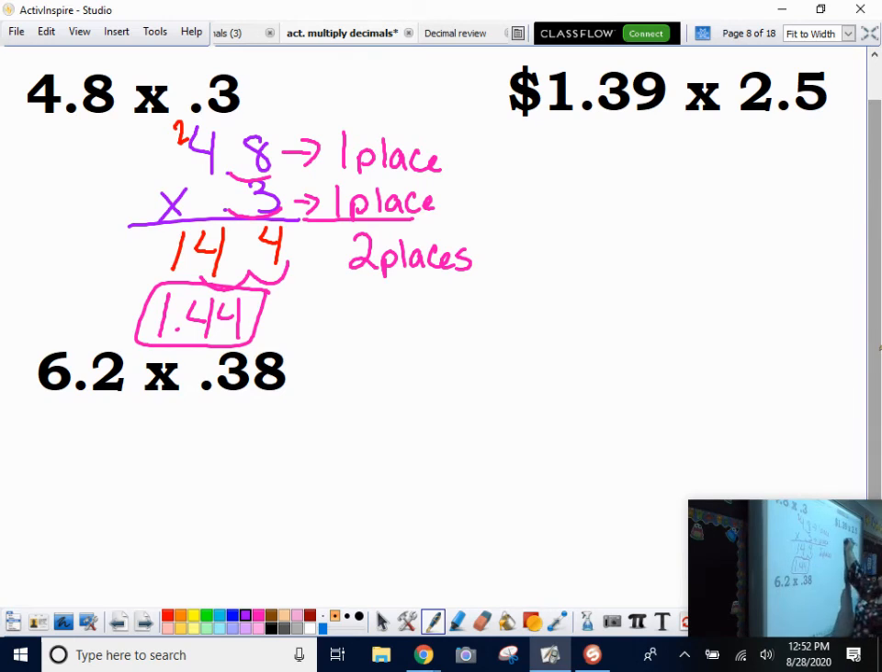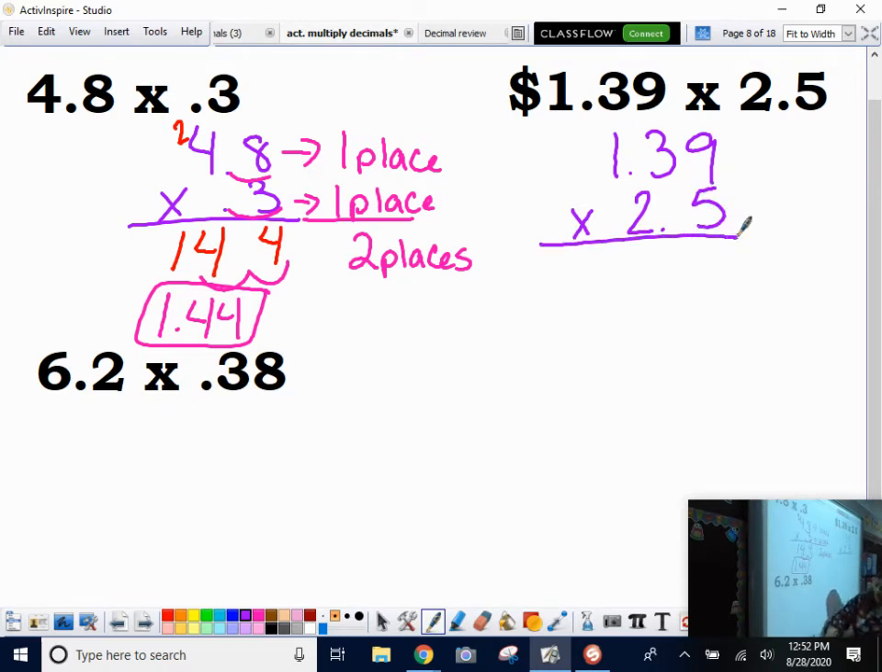Okay, let's look over the next one. 1 and 39 hundredths times 2 and 5 tenths. Okay, let's check our multiplication. 5 times 9 is 45. 5 times 3 is 15. Plus 4 is 19. And 5 times 1 is 5 plus 1 is 6.